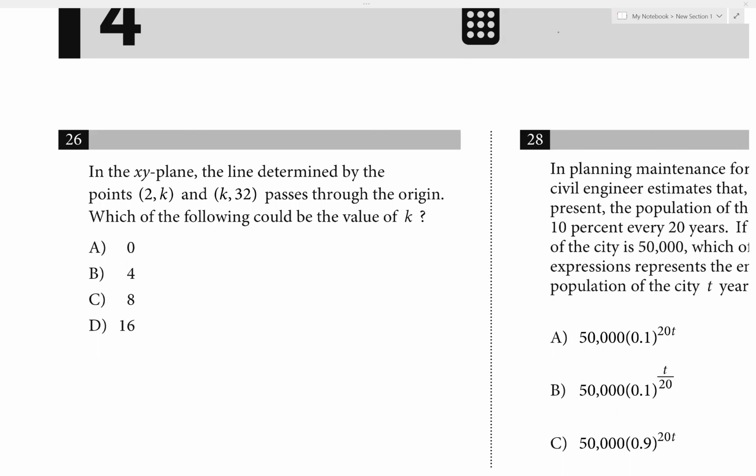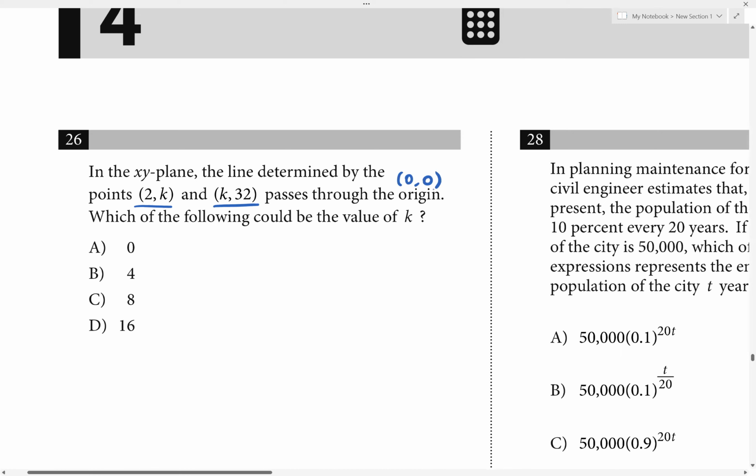Right, question 26. In the xy plane, the line determined by the points (2, k) and (k, 32) passes through the origin. Which of the following could be the value of k? All right, so we have a straight line here that goes through these two points, and it also passes through the origin. So the origin is (0, 0).